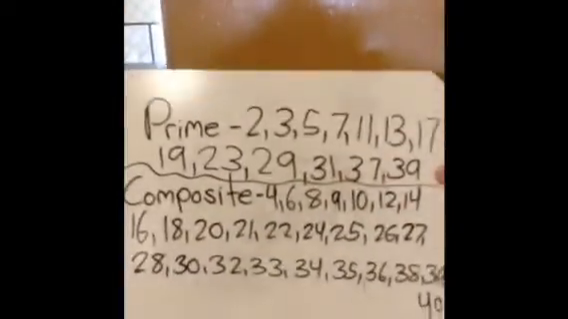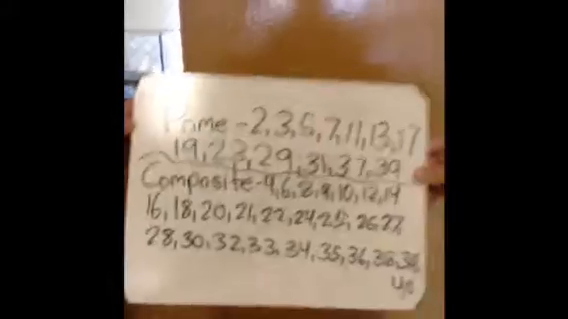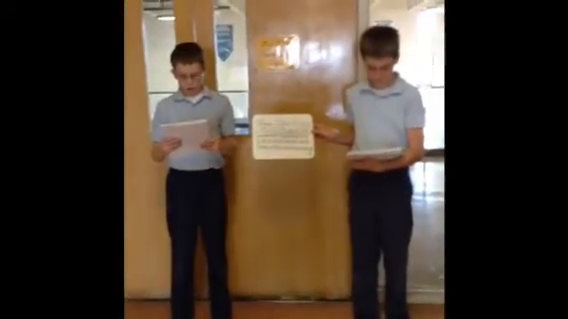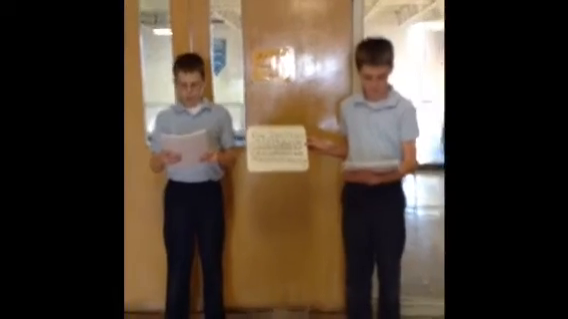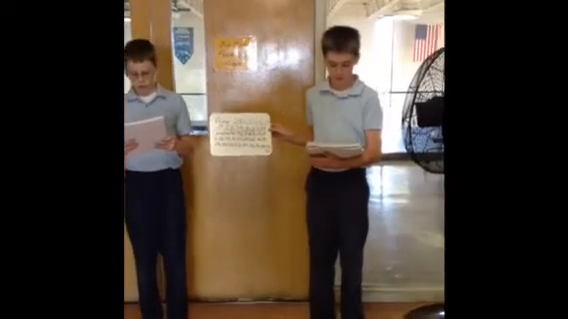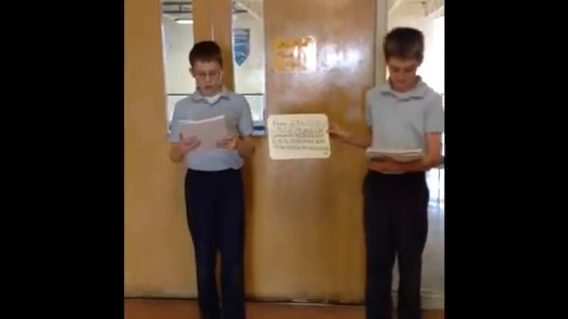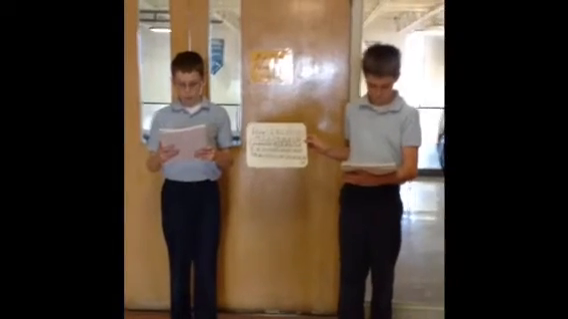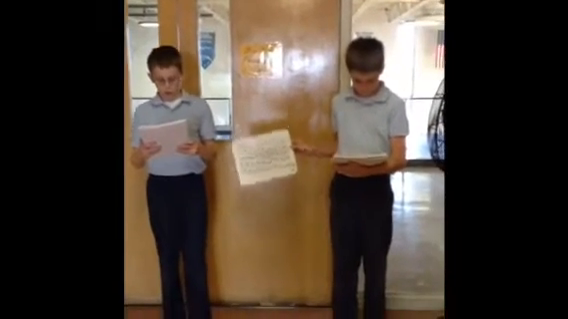Here are some examples of prime and composite numbers. Every composite number is even except for 2 because there aren't any numbers that multiply into 2. Every number has at least 2 factors, 1 and itself. Also, every even number except 2 has the factors of 1, 2, and itself.